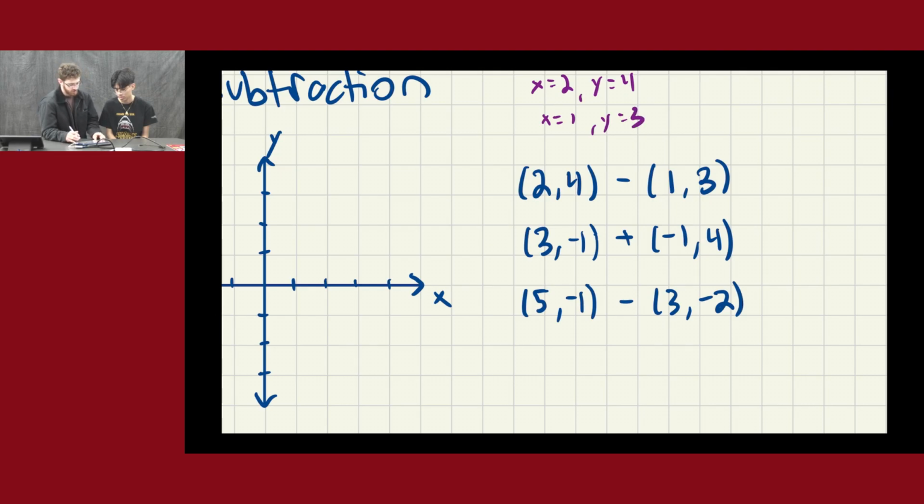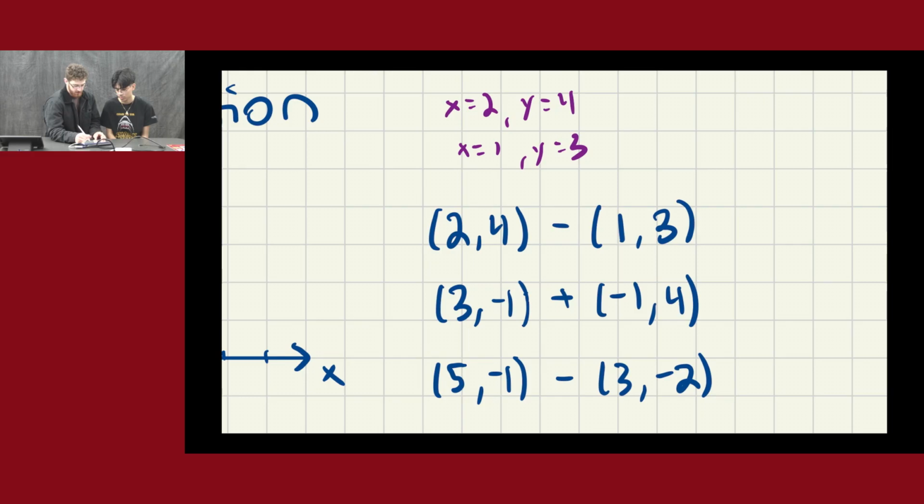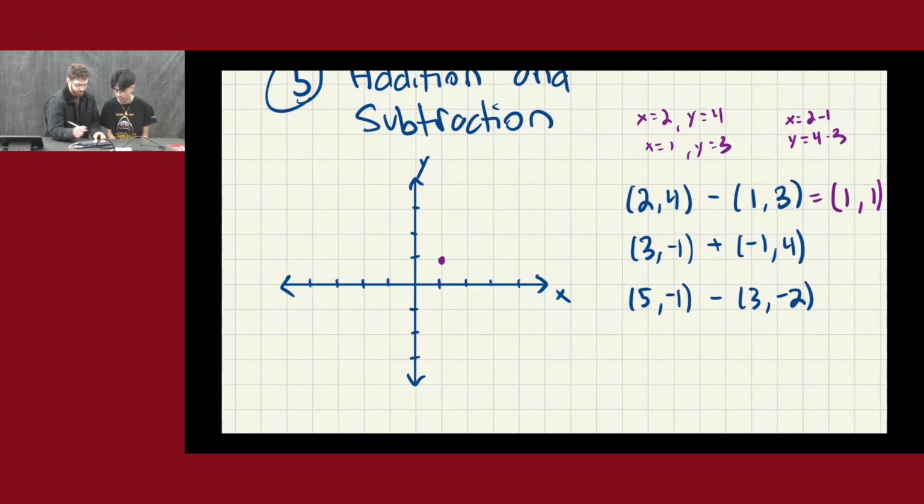And so when you're subtracting these two, it just means you're saying x equals 2 minus 1, y equals 4 minus 3. And so this, you just subtract the first elements, 2 minus 1, and the second elements, 4 minus 3, and then you plot 1, 1.